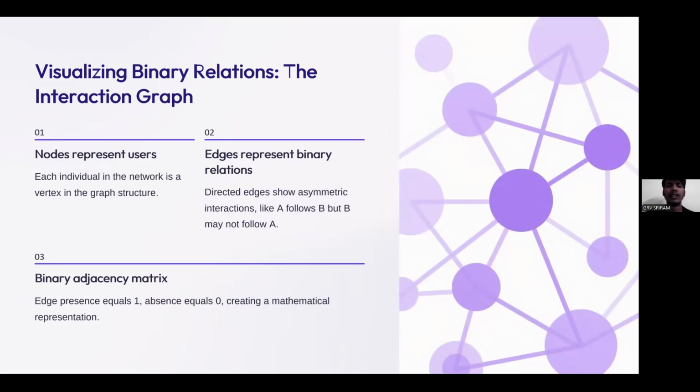Visualizing binary relations: the interaction graph. First, nodes represent users. Each individual in the network is a vertex in the graph structure. Second, edges represent binary relations. Directed edges show asymmetric interactions, like A follows B, but B may not follow A. Binary edge adjacency matrix: edge presence equals 1, absence equals 0, creating a mathematical representation.